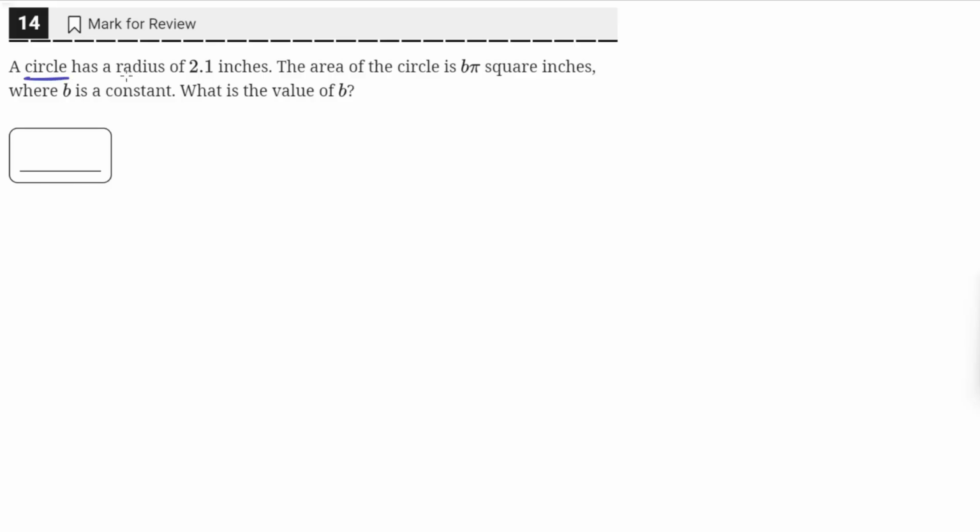A circle has a radius of 2.1 inches. The area of the circle is b pi square inches, where b is a constant. What is the value of b?